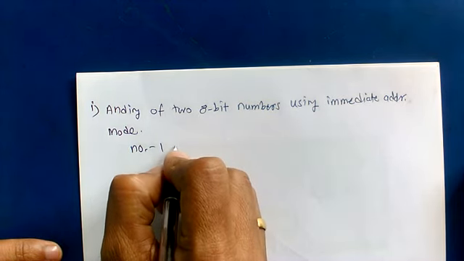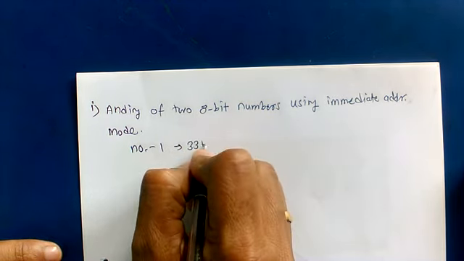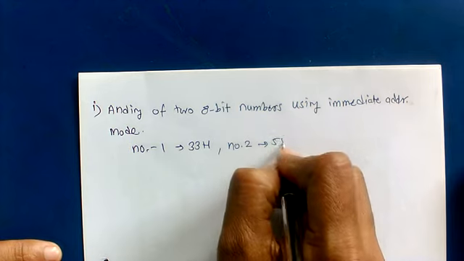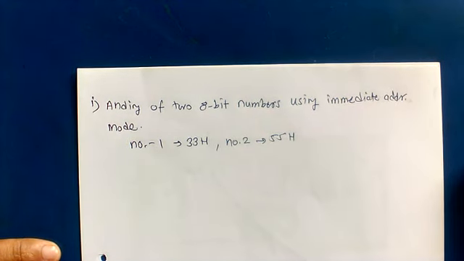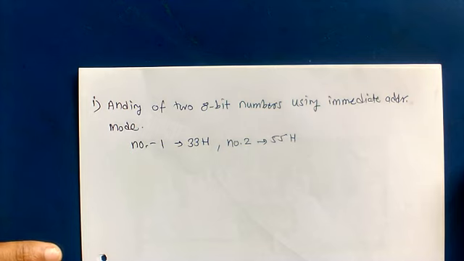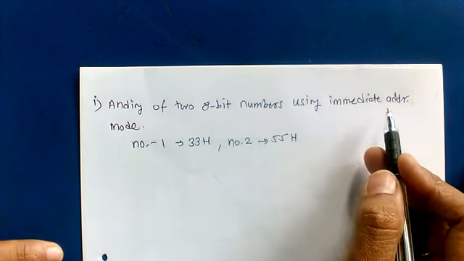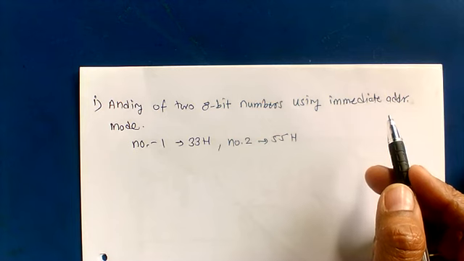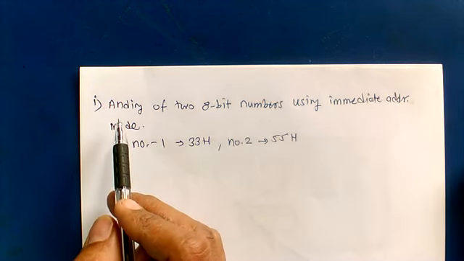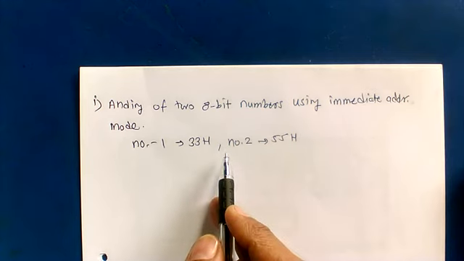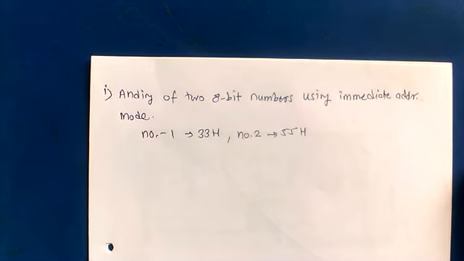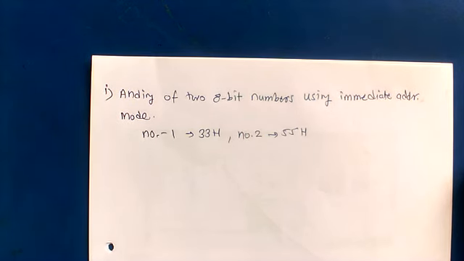Number 1, suppose 33 hex, and number 2, suppose 55 hex. So suppose these two hex numbers are given to you for the ANDing operation. By using immediate addressing mode you have to write the program. To AND the two numbers by using immediate addressing mode, we have the instruction ANI 8-bit number. So we will use that particular ANI instruction.